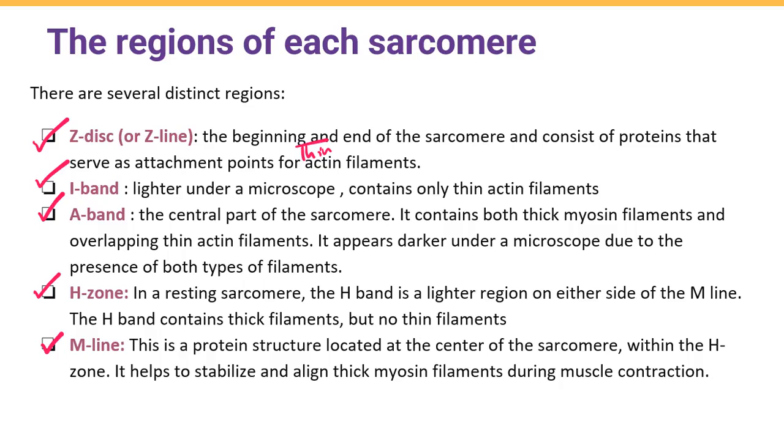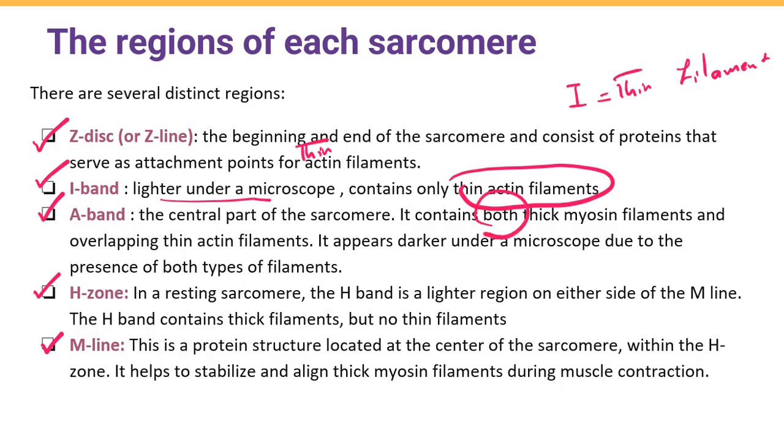Then we talked about the I band, which is the lighter region. We can see it under a microscope. It only contains our thin actin filament. So I is a thin letter and it's made up of thin filament. Then we talked about the A band, which is found at the center part of the sarcomere. It contains both thick and thin filaments, myosin and actin filaments, and it appears darker under a microscope because of the presence of both types of filament, which makes sense.